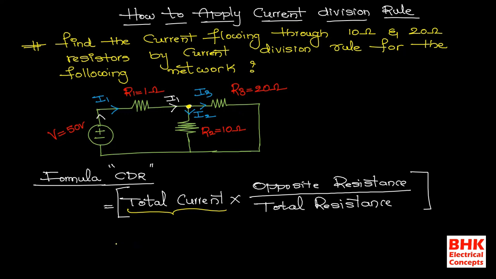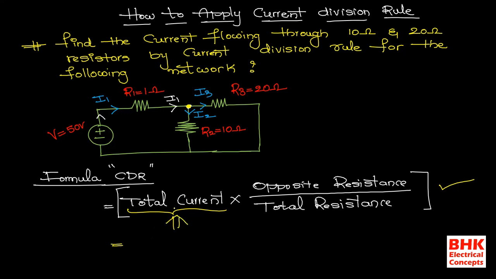Clear? Now see here. By applying the current division rule, with this formula we can find the values of I2 and I3. But before finding I2 and I3, first we need to calculate how much current is available at this particular junction point. That particular current is given by the total current flowing in the network. So that is the reason why first we need to calculate this total current in the network.